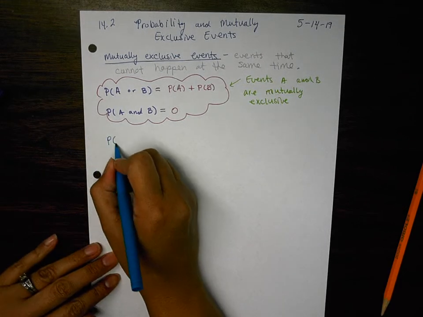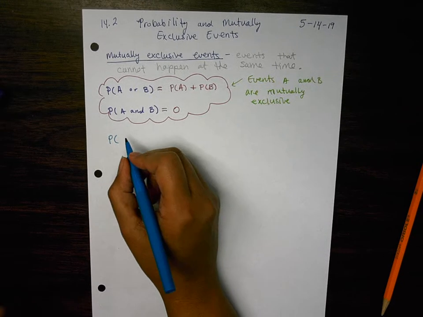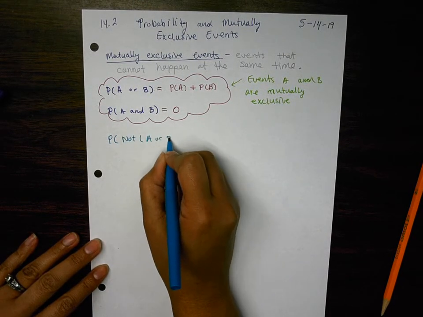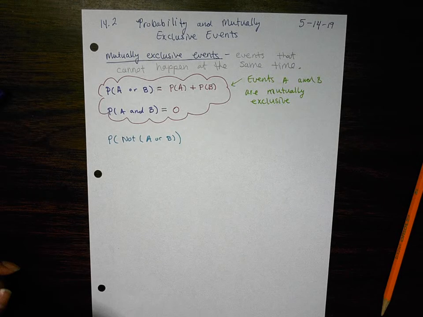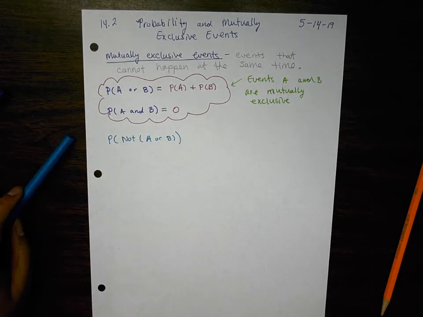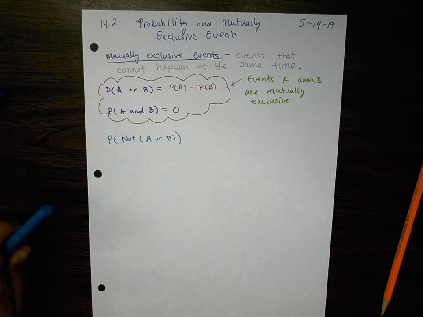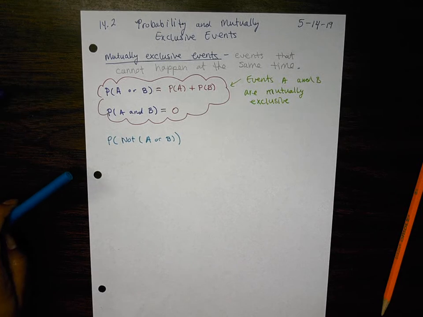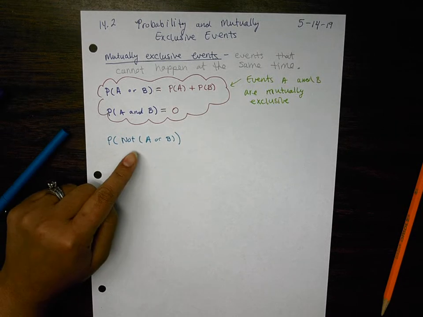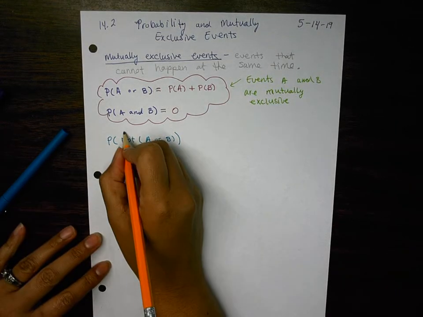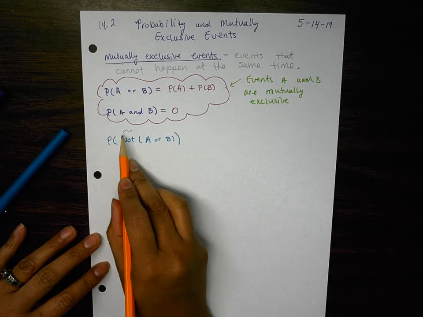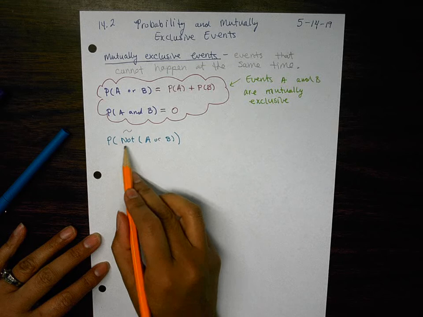Probability of not A or B. What the heck does that mean? Probability of not A or B. So, people will call this a complement. If you ever see this symbol in a probability problem, that's a tilde. That means not, probability of not A or B. So if you see that, know it's the same thing.